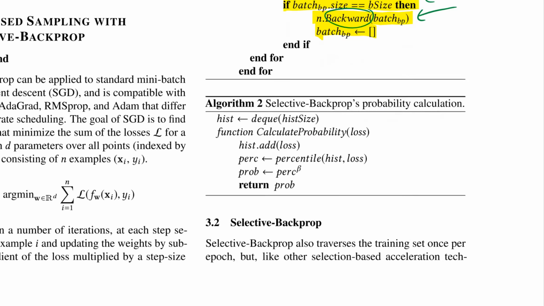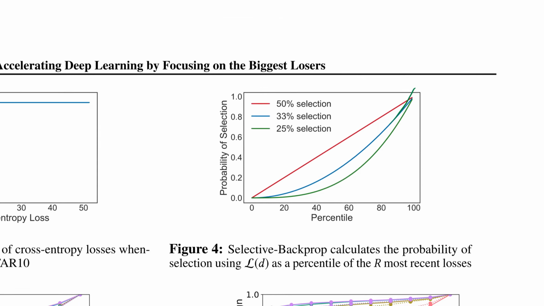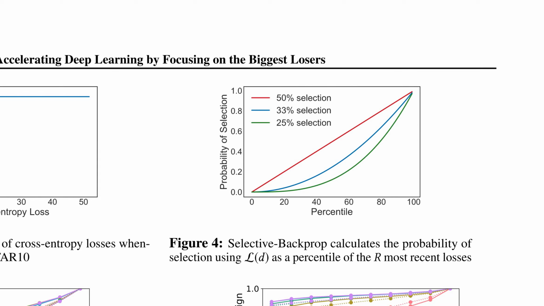Now the probabilistic calculation of how and when to retain a sample is very simple. You have a deck of recent losses, a history of recent losses. You simply calculate the percentile that a given loss has in this history, and that percentile will then decide on the probability if you raise it to a power, and that looks something like this. So what's often used in this paper is this 33% selection. That would be the blue curve, and you see the median example here. If you are at the median, then you have about a 33% chance of being retained. If you have a higher loss than that, then your probability rises.